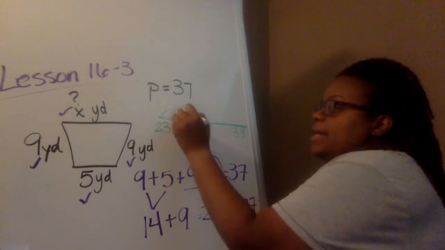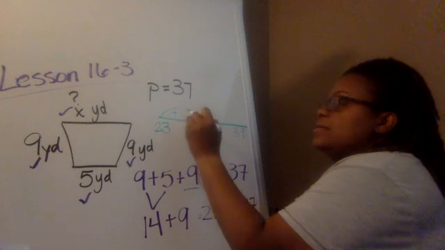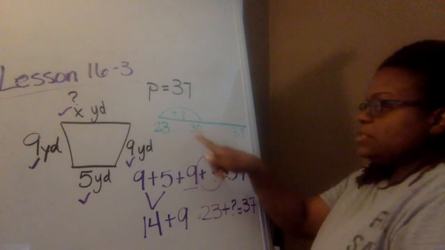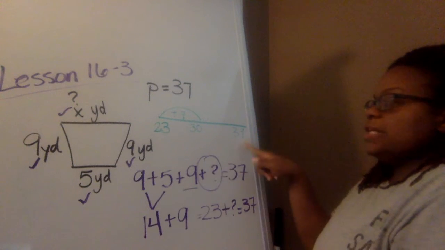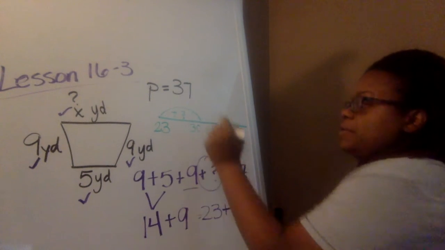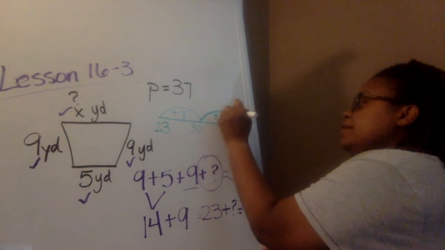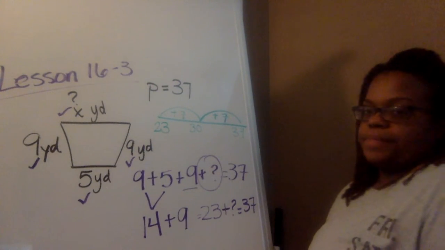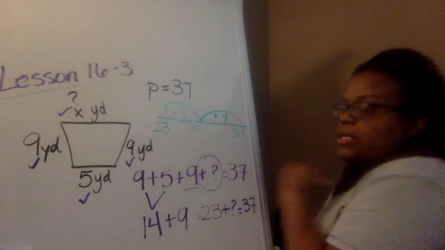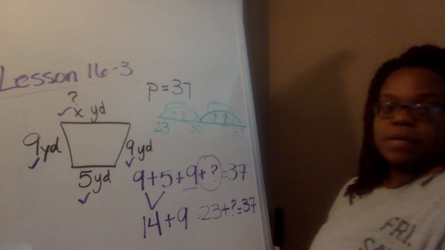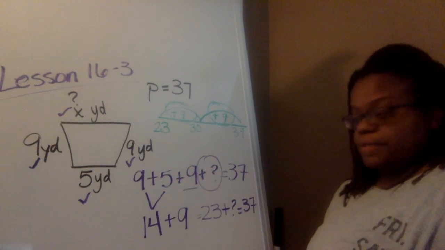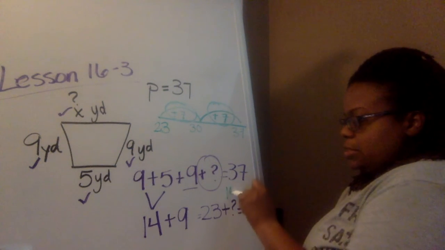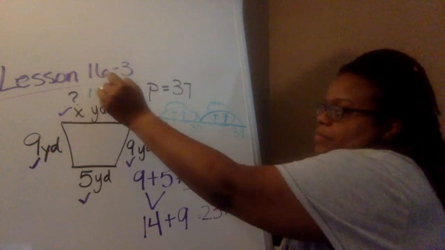I need to add plus 7. So here I have my plus 7 to get to 30. Not done yet because I need to get to 37. So I'm going to add 7 more to 30 to get to 37. So I had a jump of 7 here, a jump of 7 here. 7 plus 7 is 14. So my missing number is 14.